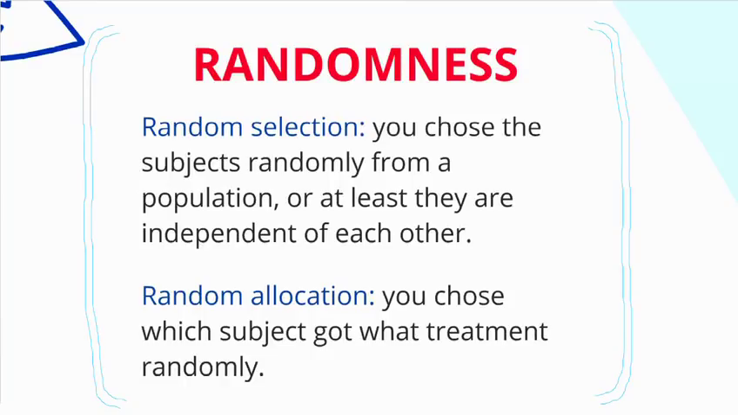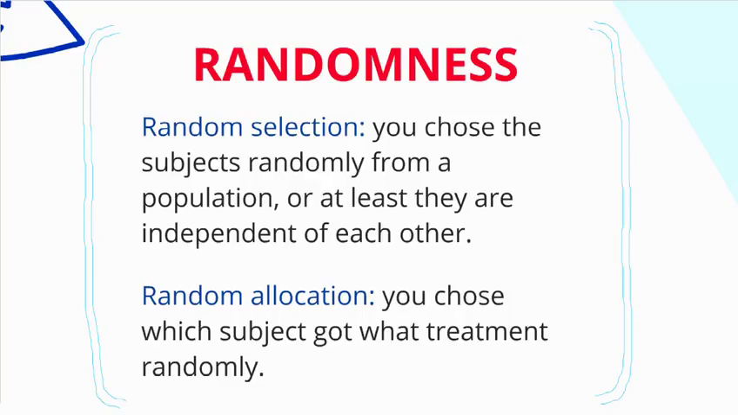randomness. Random selection is when you choose the subjects randomly from some population, or at the very least they're independent of each other. So even if you just had the ones that happen to turn up, if you can be sure that they're not directly related to each other, it should be okay. That's random selection, which is always good. If you can't get it, well, then you do the best you can.